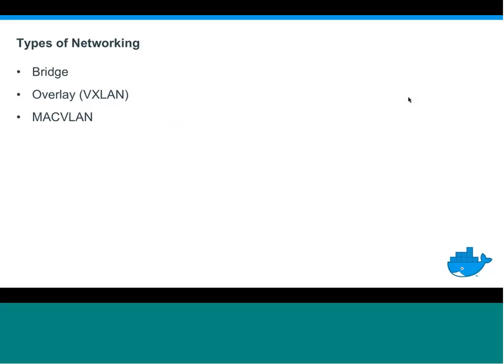So there's 3 types of networking that are available for Docker containers. There's bridge, overlay, which leverages VXLAN, and MACVLAN. Each one has its own reasons and pros and cons, and it again kind of depends on what you want to do with your applications and your environment.